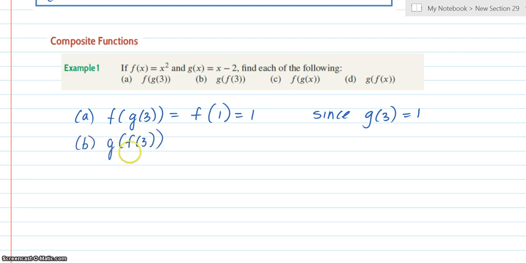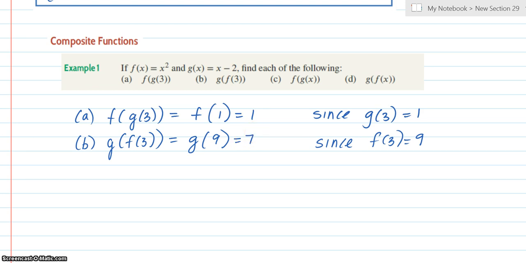You can see this is different than the other way around, because this one you have to find the f of 3 first. So I'll just do that over here. If you look at f of 3, you plug it into the first one, which is 9. 3 squared is 9. So this would be g of 9, which would be 9 minus 2, which is 7. So you can see that they're different.